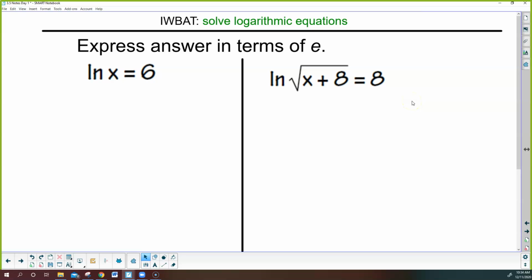Okay, what about these problems? Natural log. I'm going to show you the real quick way to solve this. There are multiple different ways. Delta Math does this a little differently than I do, but I prefer this method to anything else.